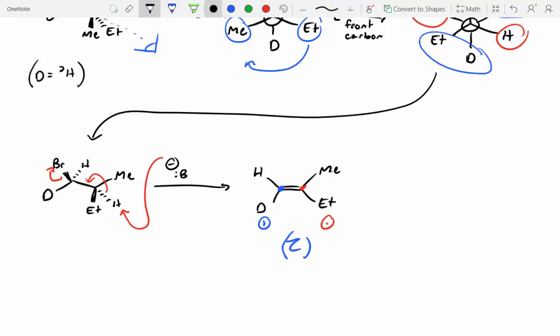The interesting thing with this reaction is a lot of students will say, well, is it possible for us to get any of the E alkene? What do you guys think? Yes.